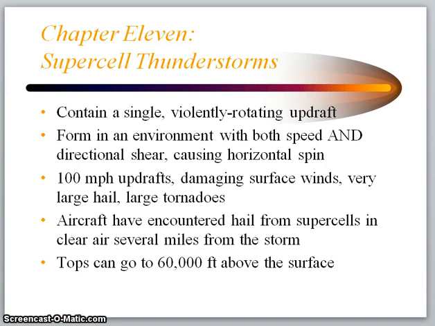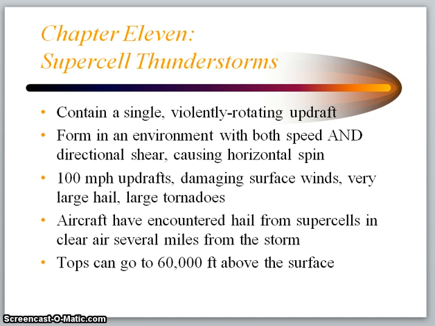All right, so far in Chapter 10, we have talked about ordinary cell or air mass thunderstorms. We talked about multi-cell thunderstorms. We've talked about squall lines. We talked about derechos. We talked about mesoscale convective complexes. And now we're really going to graduate to an intense kind of thunderstorm called the supercell thunderstorm, which contains a single violently rotating tilted updraft, which is called the mesocyclone.